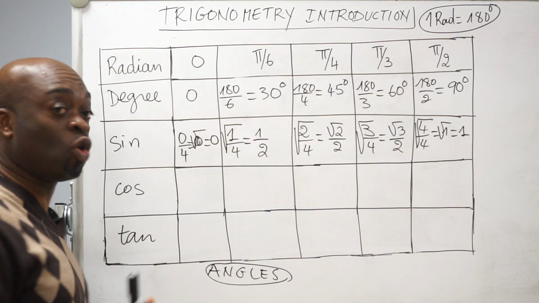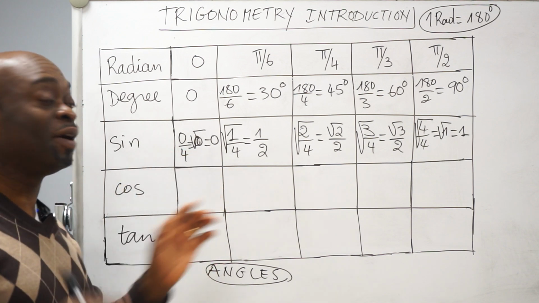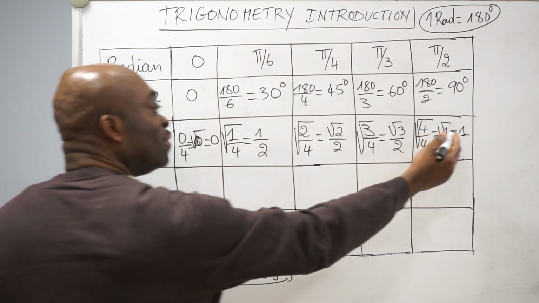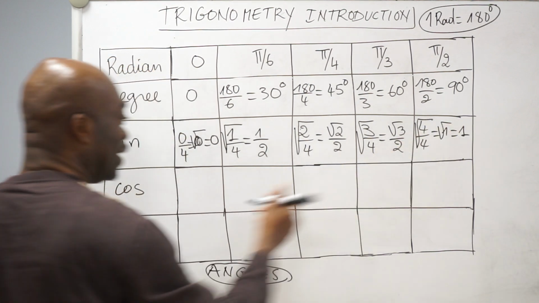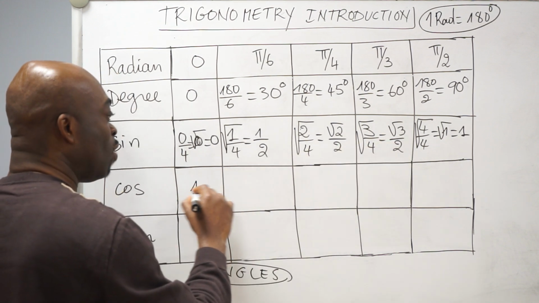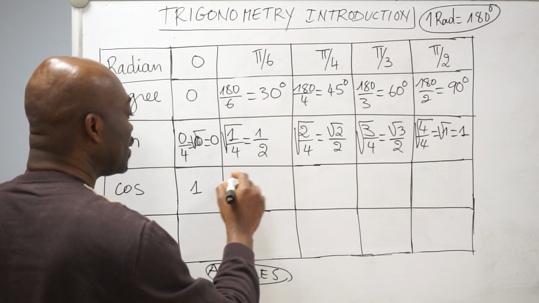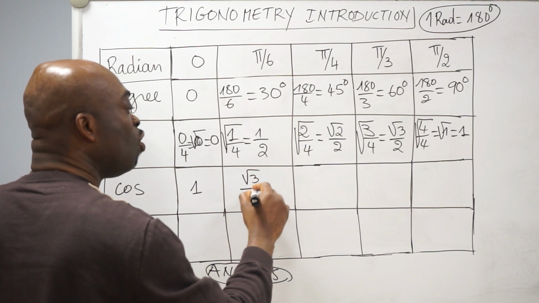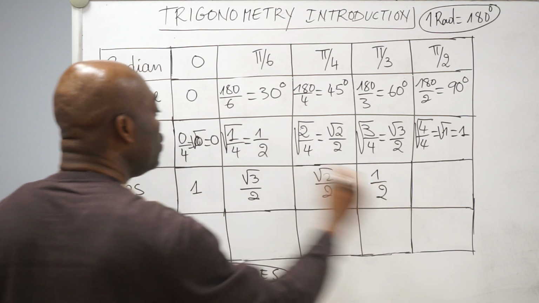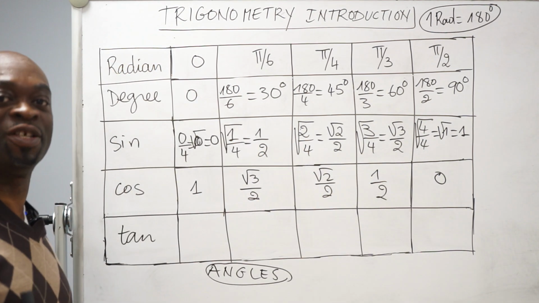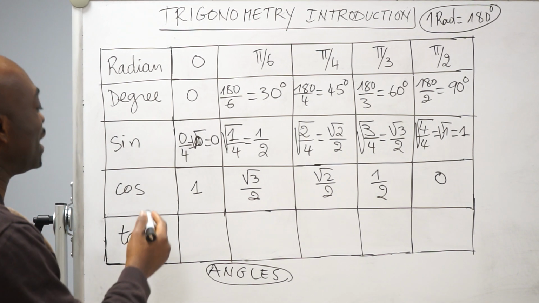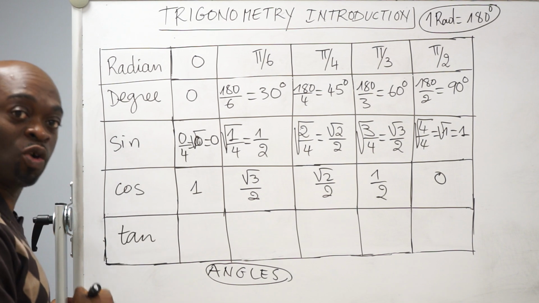Okay, now to get the cosine, so the hard part is to get the sine. Now to get the cosine, even easier. That means what? You just take the answers from the last one, and then it becomes the first one here. So that means cosine, so that gives us 1, and then we go reverse, right? So then we have square root of 3 over 2, then we have square root of 2 over 2, then we have 1 over 2, then we have 0. Finish.